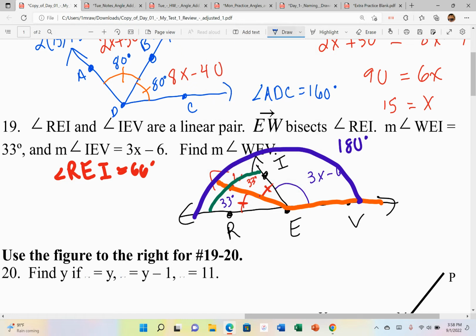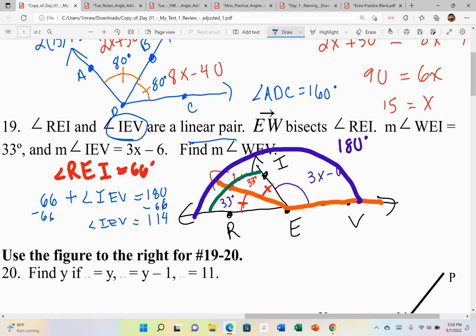Because angle REI and IEV are a linear pair, that means that they're supplementary, right? So I can say 66 plus angle IEV equals 180 degrees. Solve for IEV. Subtract 66 from both sides. And angle IEV equals, oh, 66, not 6, sorry, that should be 66. So 114. Right?